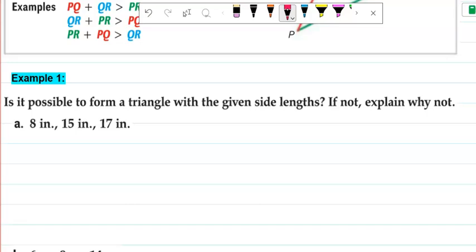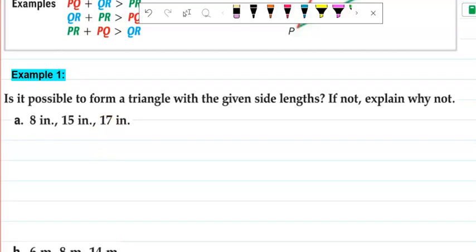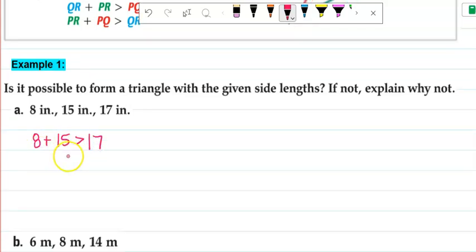Okay, so we have potential sides 8, 15, and 17. So we have to take two of the sides and it has to be greater than the third. So let's try 8 plus 15 greater than 17. So 8 plus 15 is 23, and that's greater than 17. So that one works, okay? But we have to do it 2 more times with the other 2 combinations.